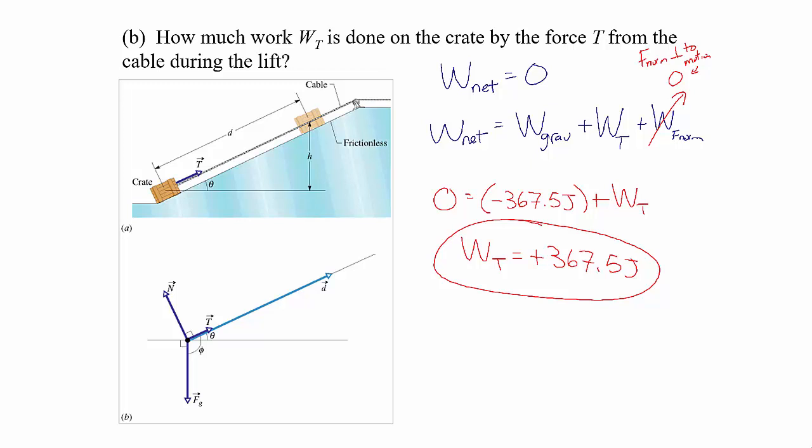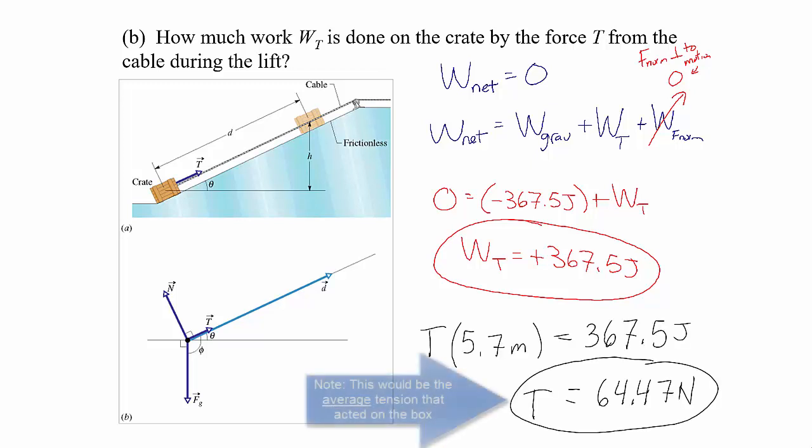If we were looking for what the tension in the rope was, we could use this work done by the tension. The tension in the rope was pulling parallel to the ramp. It moved a distance of 5.7 meters parallel to the ramp. And so the tension times 5.7 meters would have to equal that 367.5 joules. And so this tells us that the tension in the rope is 64.47 newtons.